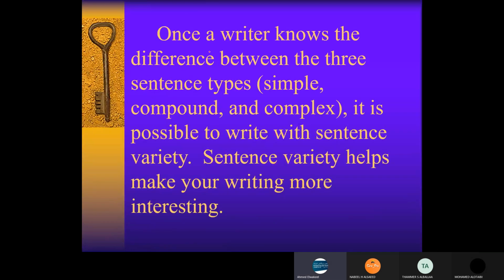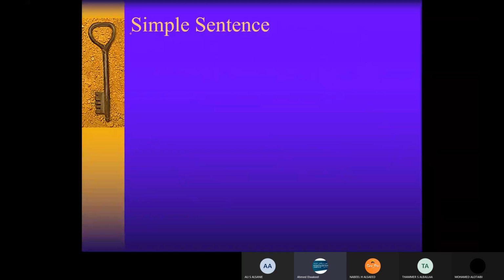So once a writer knows the difference between the three types of sentence, simple, compound, and complex, it's possible to write with sentence variety. Sentence variety helps to make your writing more interesting. For example, instead of writing a whole paragraph all out of simple sentences, you can alternate, change, and make a variety of different types of sentences. Number one that we have already studied is the simple sentence.